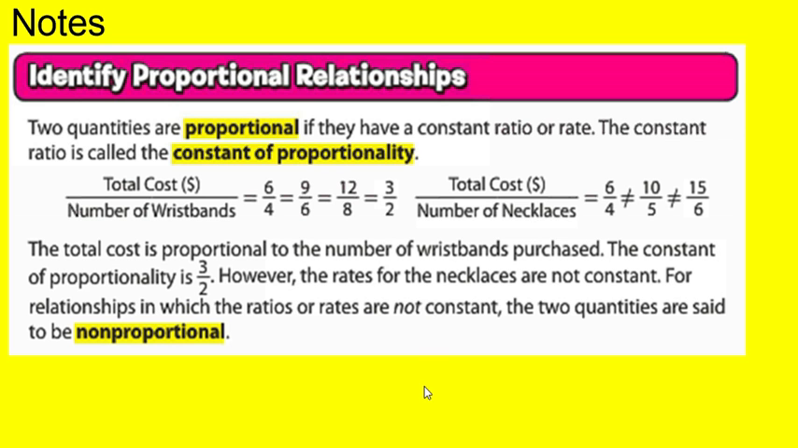So what you're going to look for is a constant ratio. If they have a constant ratio, it's proportional. If they don't, it's non-proportional.